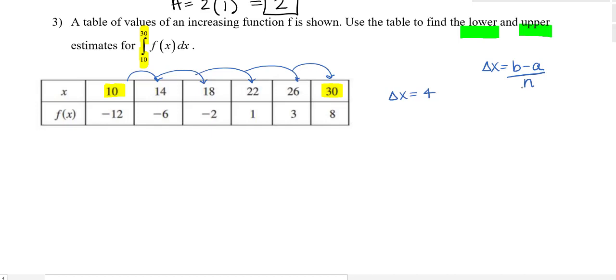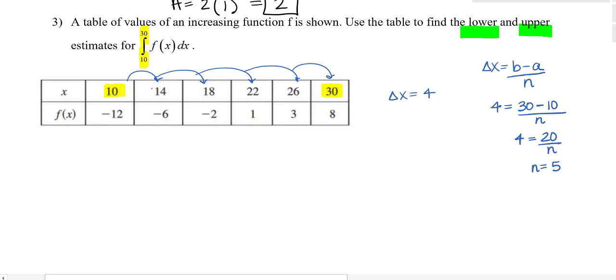So I could go backwards and figure out how many rectangles I'm going to put in, because my delta x in this case is 4, my b value, or my end, is 30, my a is 10, and I can solve for n. So that would be 20 over n, so n must be 5. So I'm going to put in 5 approximating rectangles.